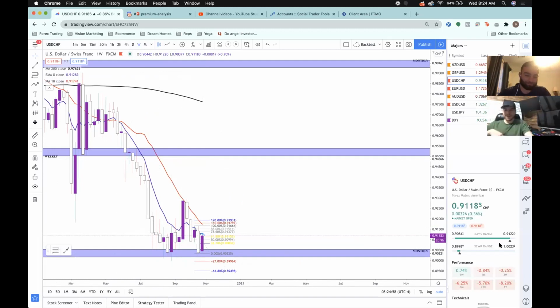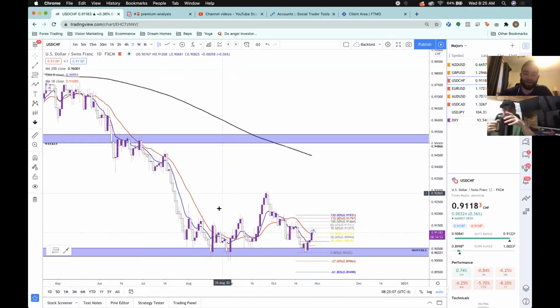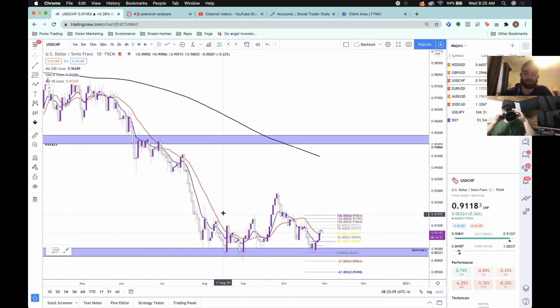All right, so as we come down into this low right here, this support level, a lot of buyers stepped in. So let's just break this down to the daily. And how could we have potentially taken advantage of this? Down to the daily, this is still bearish.